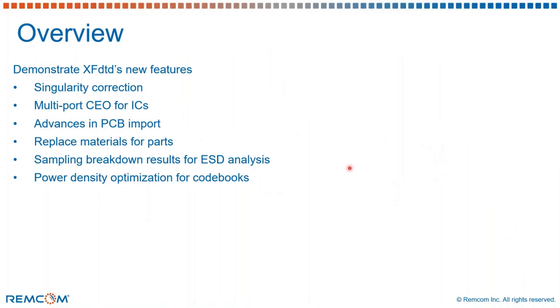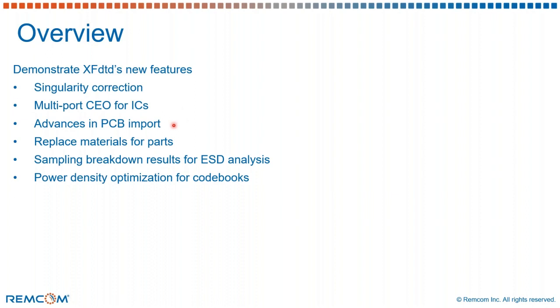To start off, I would like to give you an overview of the topics that I'll be covering in today's webinar. The first two features, singularity correction and multiport CEO for integrated circuits, are post-processing features. Singularity correction is mostly a major feature added to XF 7.9.1. And multiport CEO is a post-processing feature which now allows integrated circuits to be characterized and simulated in XF.